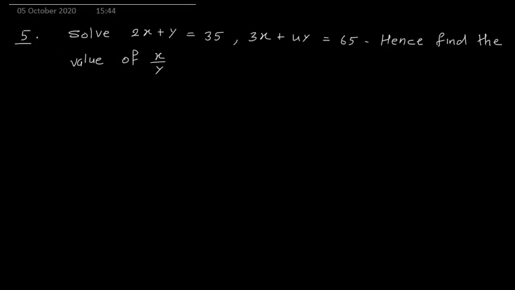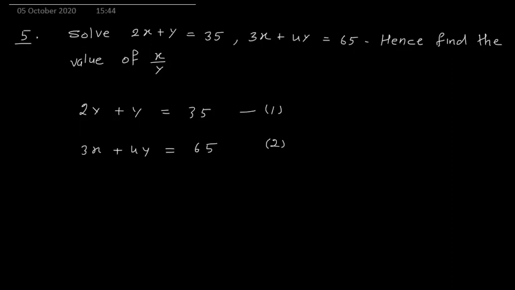Now the fifth question is: solve 2x plus y equal to 35 and 3x plus 4y equal to 65, hence find the value of x upon y. So we have two equations. 2x plus y is equal to 35, this is equation 1, and 3x plus 4y is equal to 65, this is our equation 2.